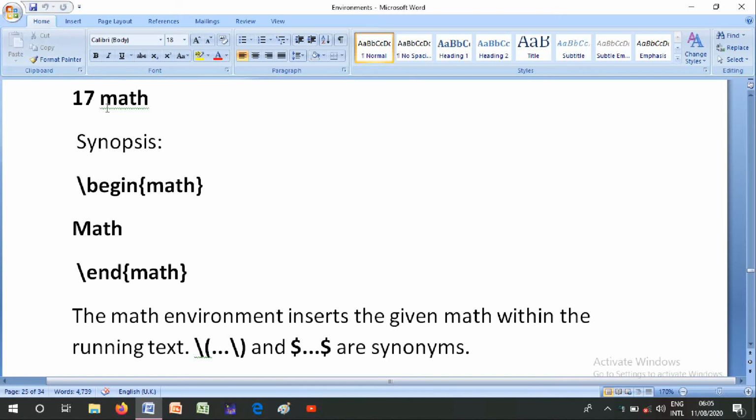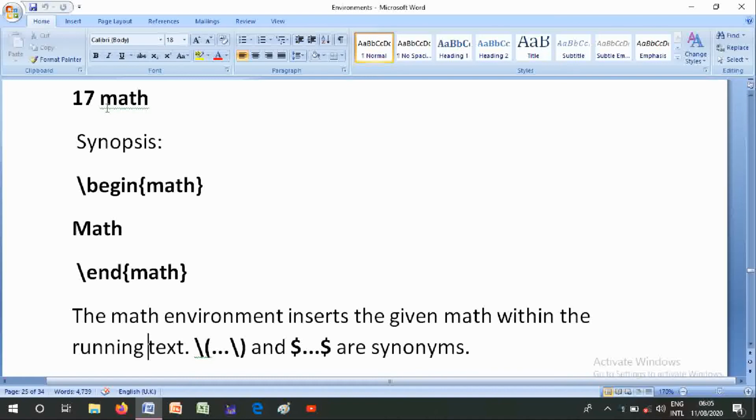Hi friends, I am Ashraf Ali and today we will discuss environments in LaTeX software, in which we will discuss math, minipage, picture, and code and question.